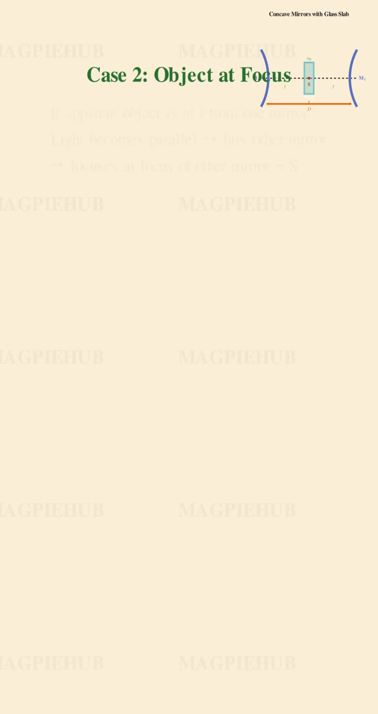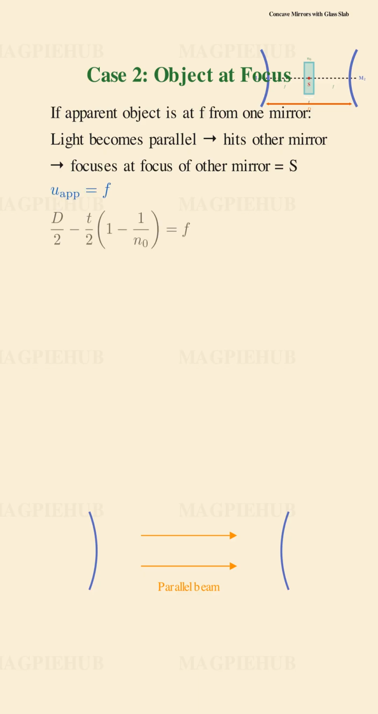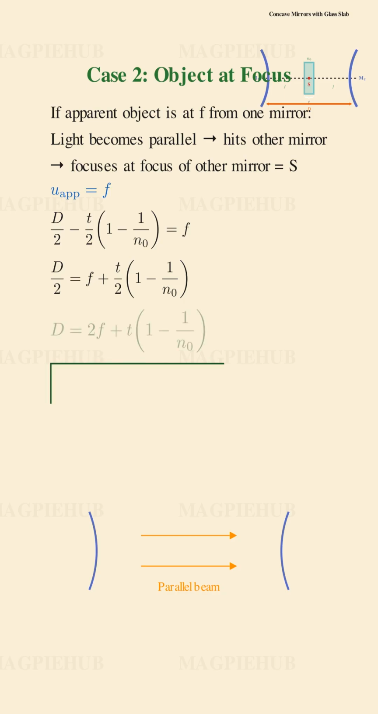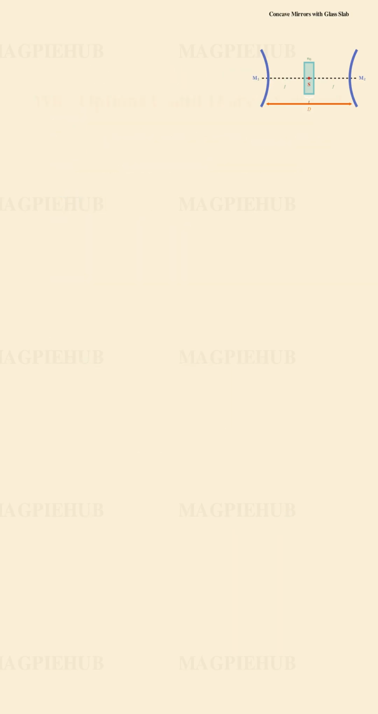Case 2. If the apparent object is at the focus f of one mirror, the reflected light becomes a parallel beam. This parallel beam hits the other mirror and focuses at its focus. By symmetry, this focus point is exactly at S, so the image forms on S, setting the apparent distance equal to f, d over 2 minus t over 2 times 1 minus 1 over n0 equals f. Solving for d, we get d equals 2f plus t times the quantity 1 minus 1 over n0. This matches option B.